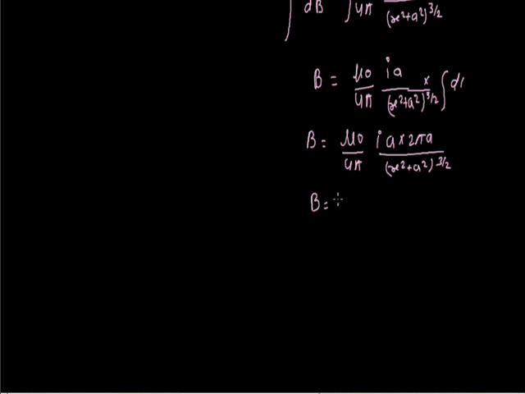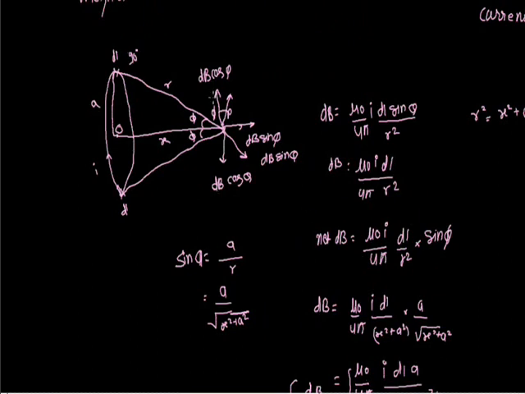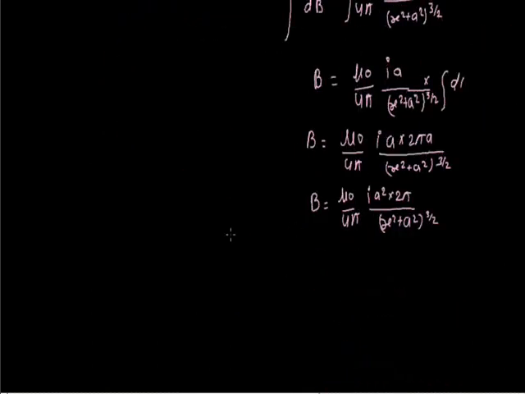B equals mu naught upon 4 pi, 2 pi I a square upon x square plus a square to the power 3 by 2. As for the direction of the magnetic field, the cos component is cancelled out, and only the sine component of dB remains along this direction. We can say B equals mu naught upon 4 pi, 2 pi I a square upon x square plus a square to the power 3 by 2.